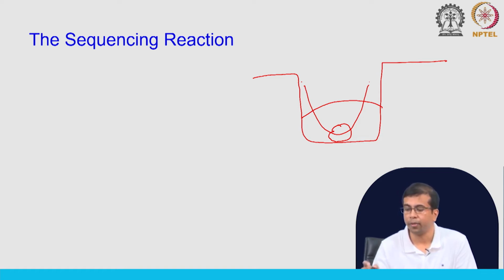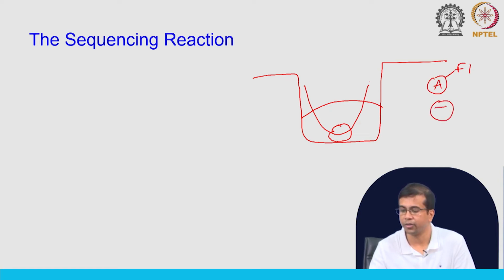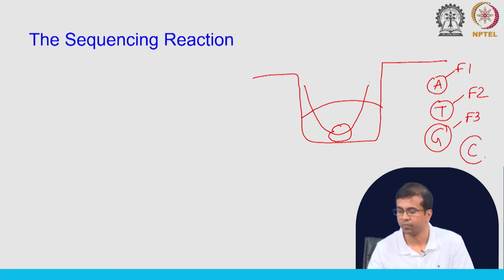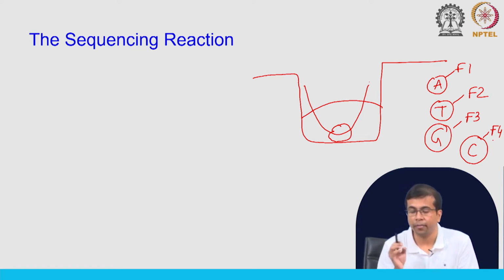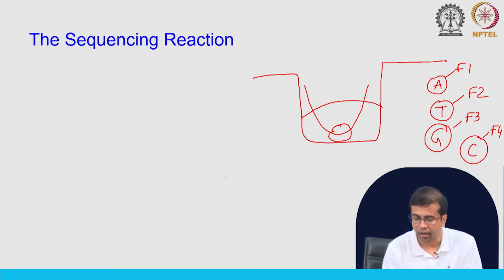Now you remember, we have these dNTPs that are labeled, some sort of labeling is there, and these are also unique. F1, F2, F3, F4 denote unique fluorophores. These are different fluorophores that can be detected. Now, what happens is that you can imagine you have the synthesis happening.